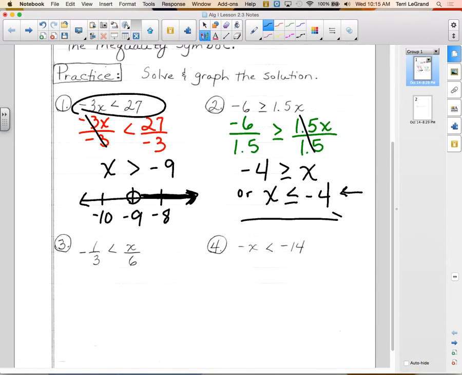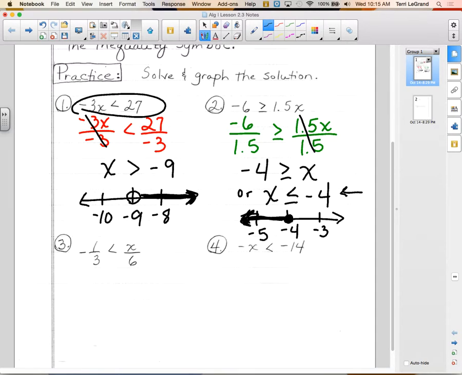Okay, let's graph this. Integer neighbor to the left, -5. Integer neighbor to the right, -3. What kind of a circle at -4? Filled. Filled in, shaded in. And which direction should we shade? To the left. To the left. Okay.